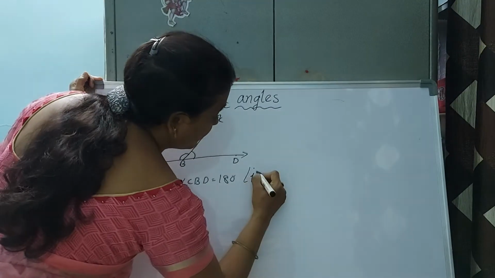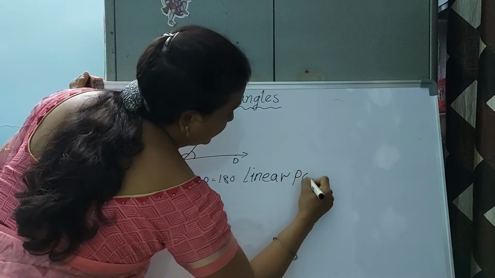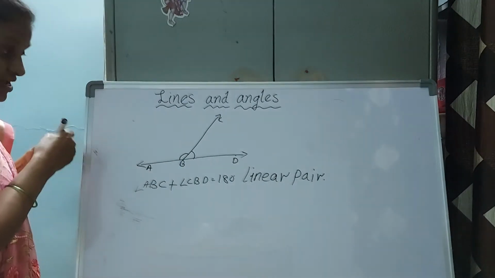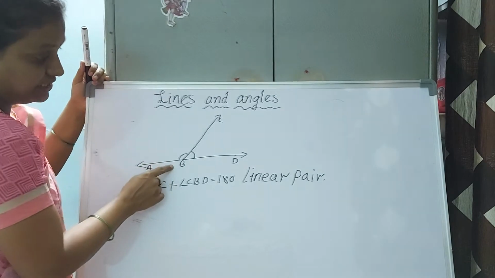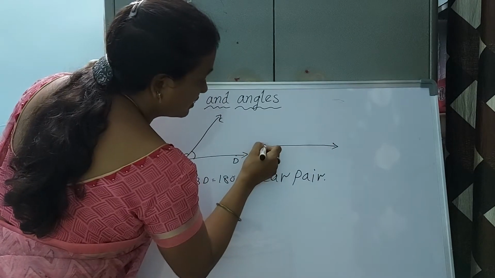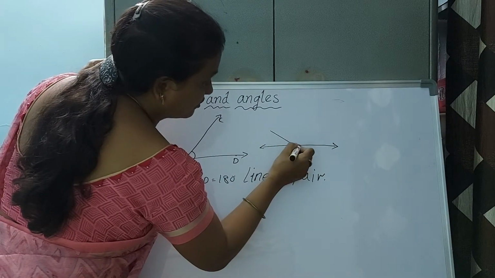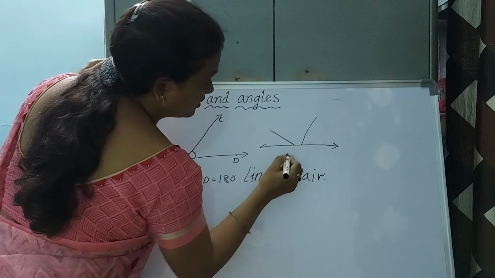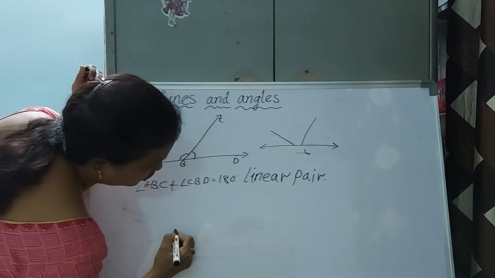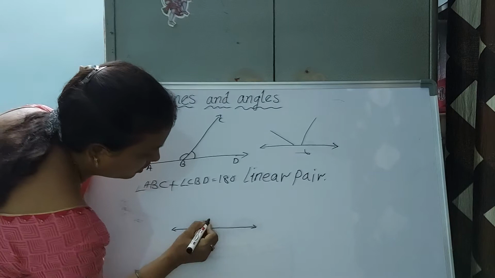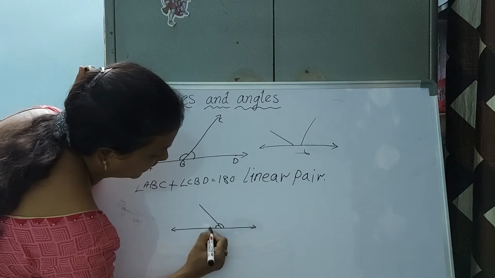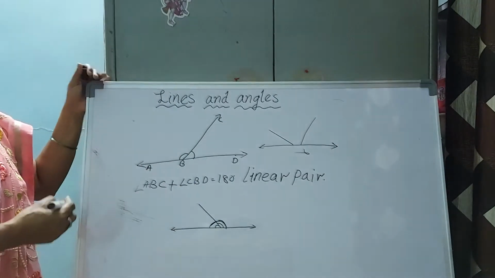Then we call it a linear pair. The sum of the two angles is 180, and they should be adjacent. Definitely they should be adjacent. Then we call it a linear pair. If you take like this, one is here and another one is here, this is not a linear pair. They should form one straight line. Maybe like this, this is one angle and this is one angle. Completely this is a linear pair.